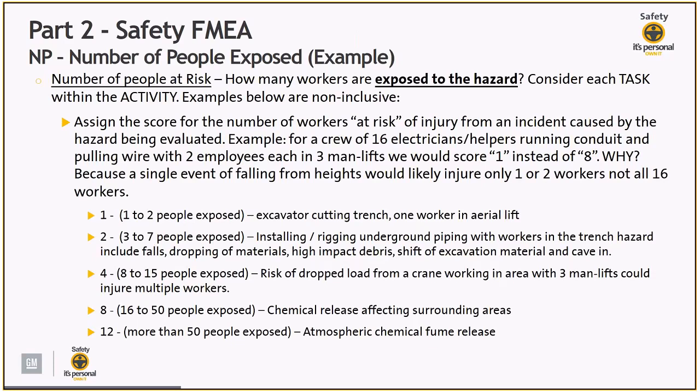So for example, a crew of 16 electricians and helpers running conduit and pulling wire with 2 employees each in 3 different man lifts would score a 1 for the number of people exposed versus an 8. Why is that? Because a single event of falling from heights would only injure 1 to 2 workers, not all 16. Right? So they are not dependent on each other. They are actually independent of each other, which is why the number of people exposed to falling would be 1 to 2.